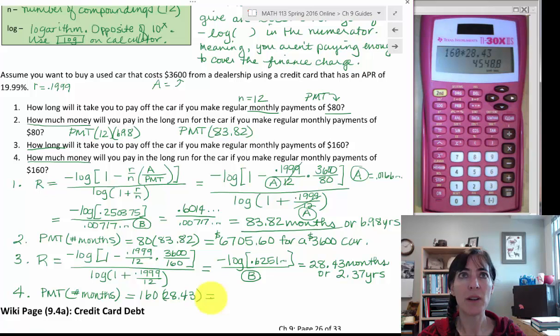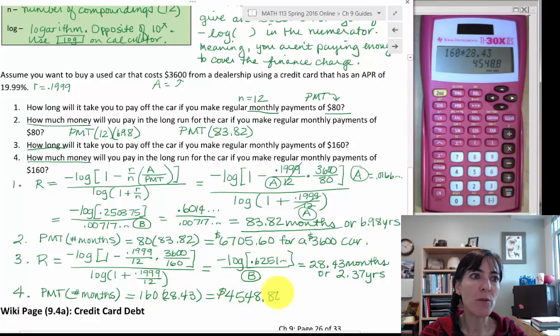There we go. And that means we will pay $4,548.80. Still way more than the car was sold for, but if you're going to finance, you will pay more than the car is worth unless you happen to get 0% financing. That's a good deal. So here we're saving about $2,000, a little over $2,200 from doubling our payment. We paid off a lot sooner, so then we have money to spend on other things, and we pay way less money in the end.